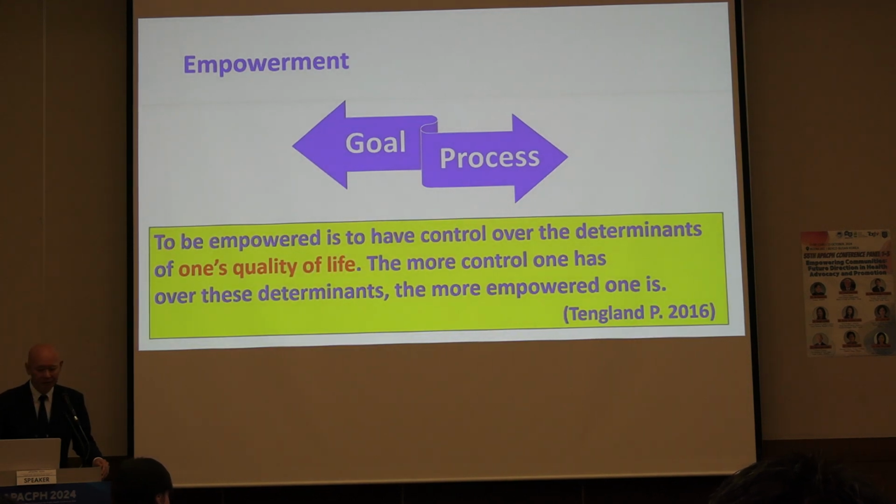And in the paper by Tengland, he defined empowerment like this. To be empowered is to have control over the determinants of one's quality of life. The more control one has over these determinants, the more empowered one is. I will repeat it again later.